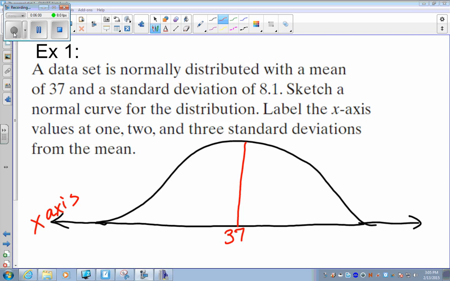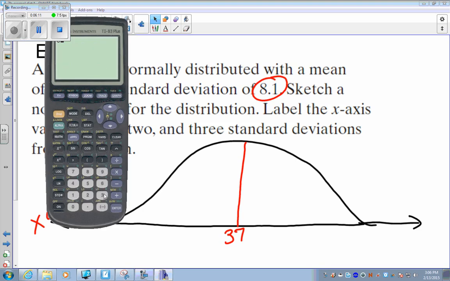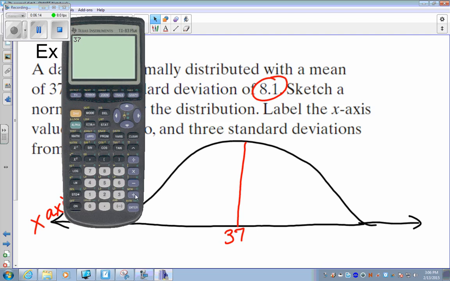So what we do is we're going to take the 8.1, and we're going to go 1 standard deviation away from the mean. So if we take 37 and add 8.1, that's going to give me 45.1. So we're going to estimate where 45.1 might be on a number line, x-axis. It's going to be to the right. That's 1 standard deviation above the mean. Now if I take 37 and subtract the standard deviation, that is 28.9, so that's going to be below 37.